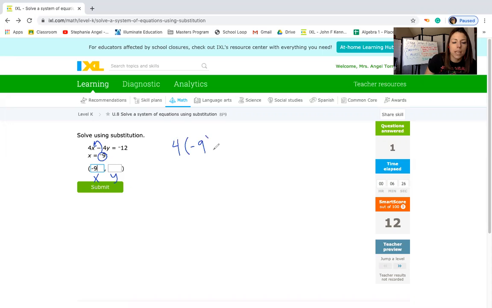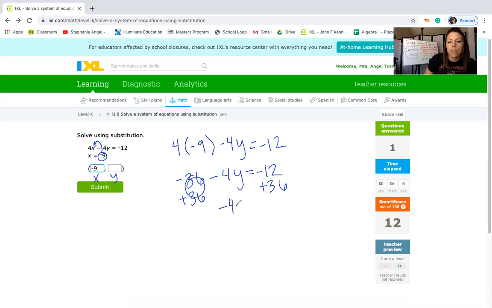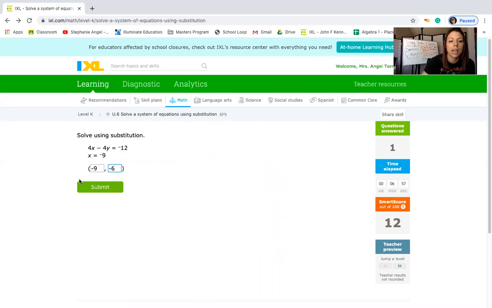So that's 4 times negative 9 minus 4y equals negative 12. So negative 36 minus 4y equals negative 12. Add 36 to both sides, because that creates a 0 term. We have negative 4y equals 24. Divide both sides by negative 4. That creates a big 1 factor, and y is negative 6. So over here, I know that my answer is negative 6, or at least I think so. We'll see. And I hit submit, and woohoo, awesome.